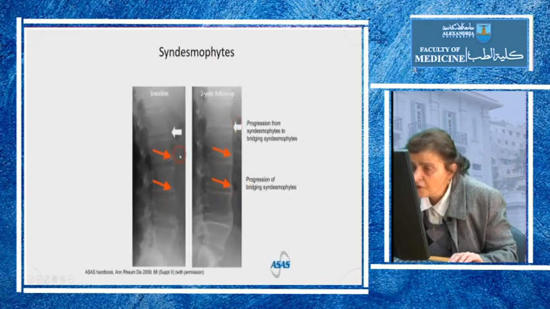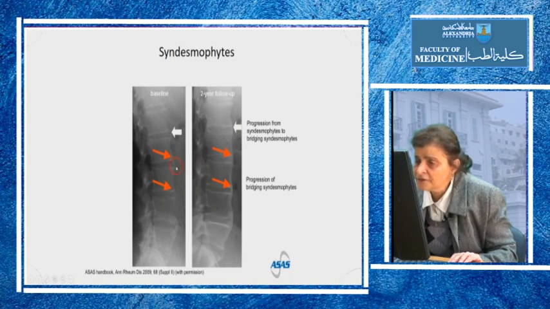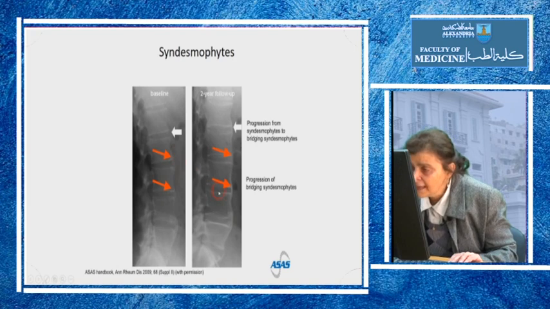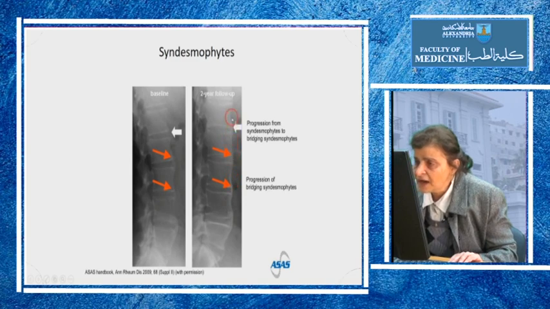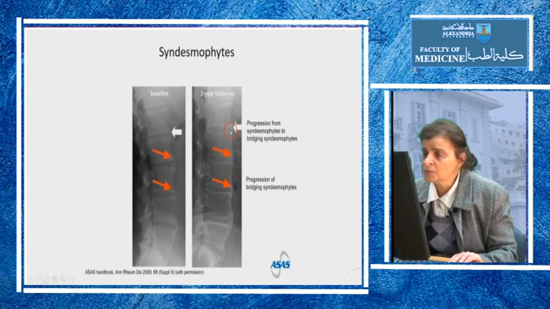This is the new bone formation that we get after the healing and the repair occurs. Here you see the red arrows. These are the bridging syndesmophytes, and then the spine becomes one whole piece, as you see. It's what we call the bamboo spine, the progression. Here it's just the beginning. If we do not follow up our patient, our patients progress and they get syndesmophytes.